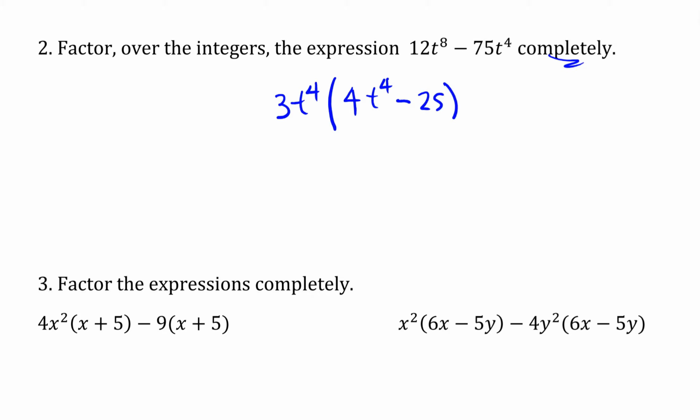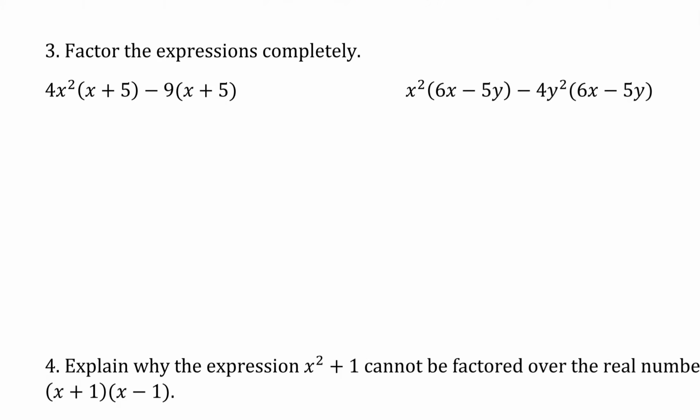Again, it says "completely," so I have to look and see if I can still factor, and I actually can. 4 and 25 are both perfect squares, so I'm going to try a difference of two squares here. That's going to become t to the 2nd plus 5 and 2t to the 2nd minus 5. Nothing left to do, because 5 is not a perfect square, nor is 2. So even though there's subtraction in that second term, we can't actually factor it. So we're done.